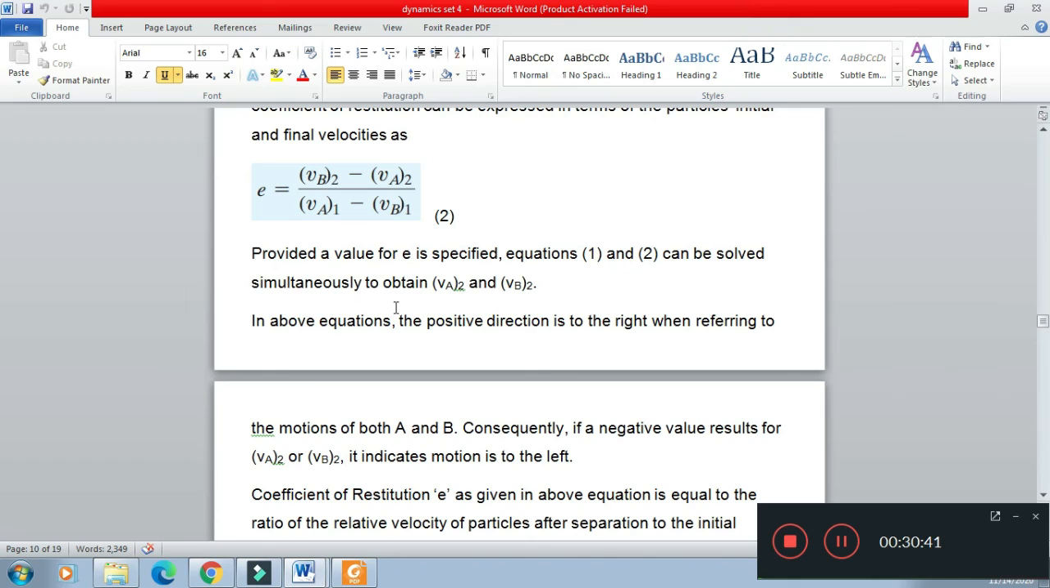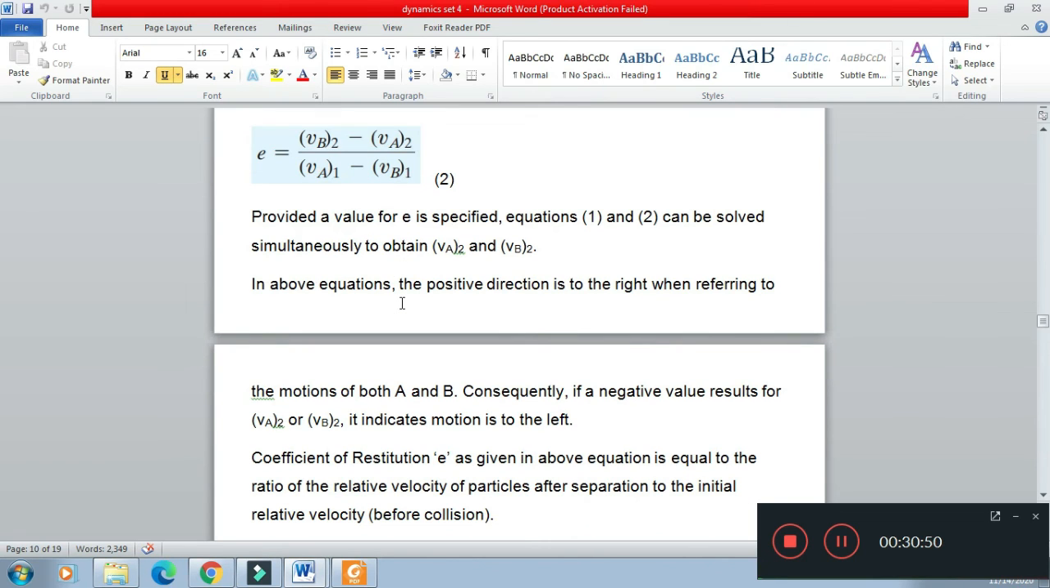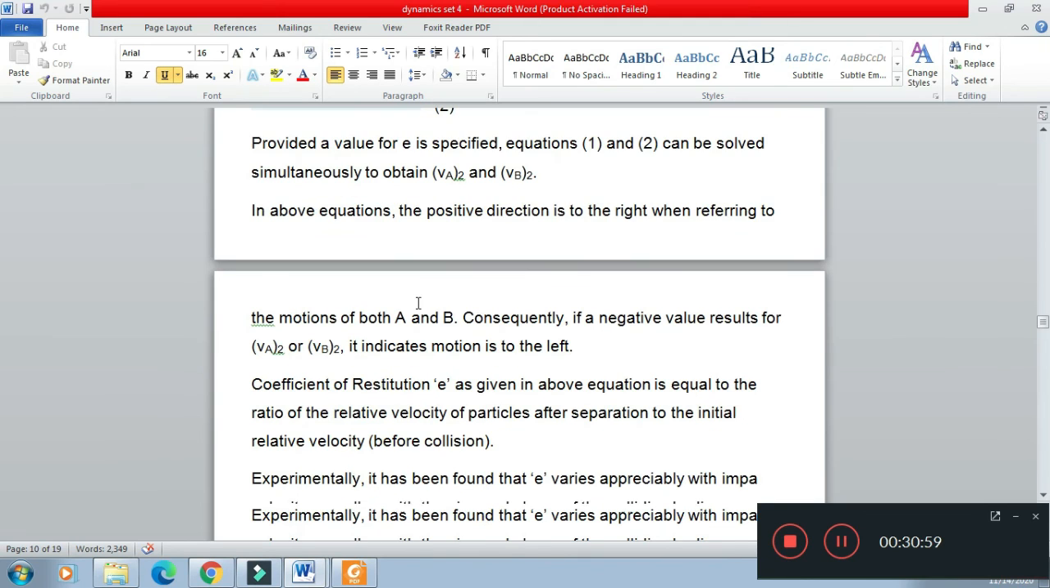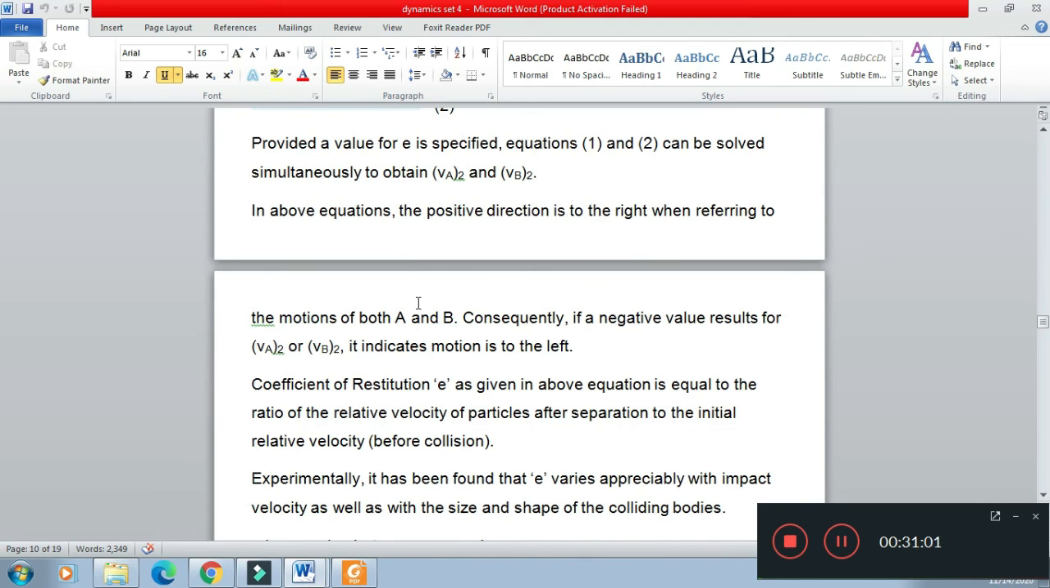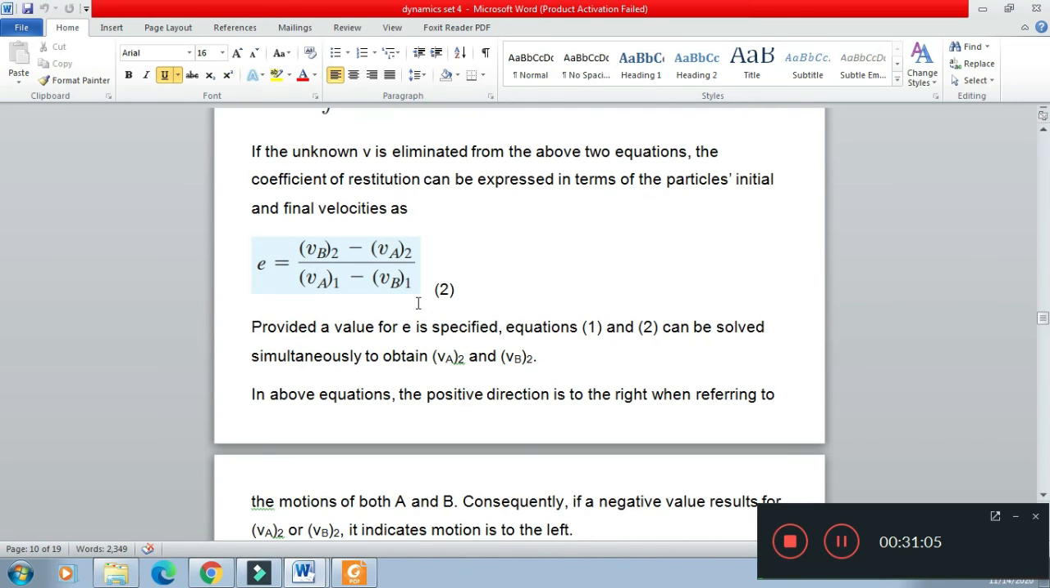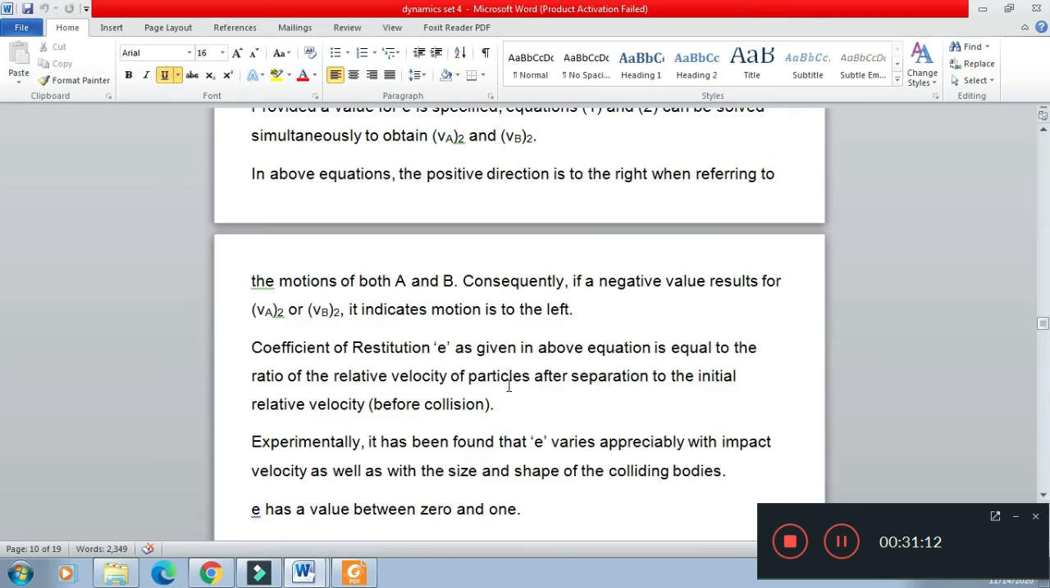In this derivation we assume that the two particles are moving in the same direction. If they move in the opposite direction, then we have to use the negative sign to determine the coefficient of restitution. So the coefficient of restitution is the difference of velocities after separation, after collision, divided by the velocity difference before collision.